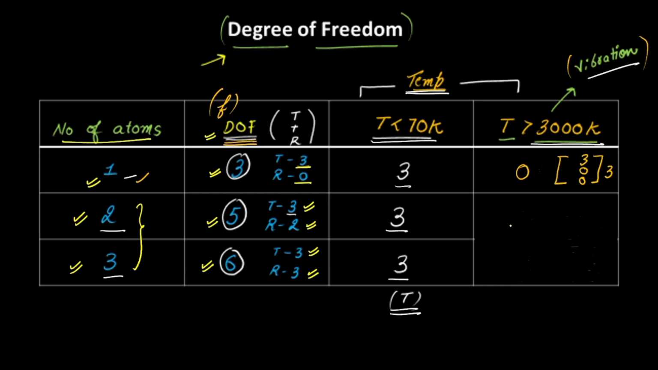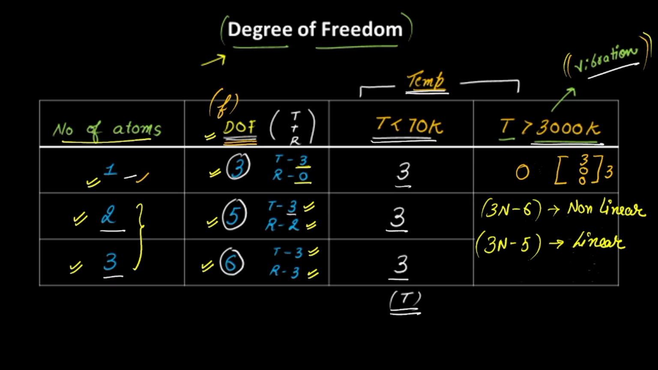When it comes to polyatomic molecules, that is, those containing more than one atom, the number of vibrational degrees of freedom is given by the formula 3n minus 6. This is the formula for the number of vibrational degrees of freedom when the molecule is non-linear. And when the molecule is linear, the formula becomes 3n minus 5.